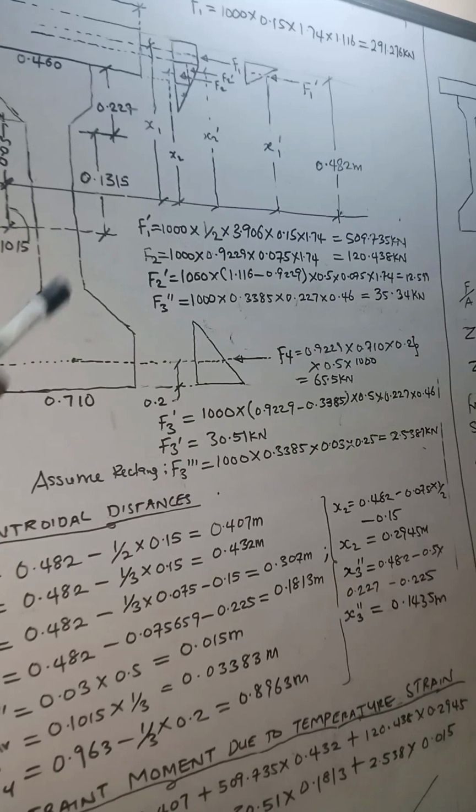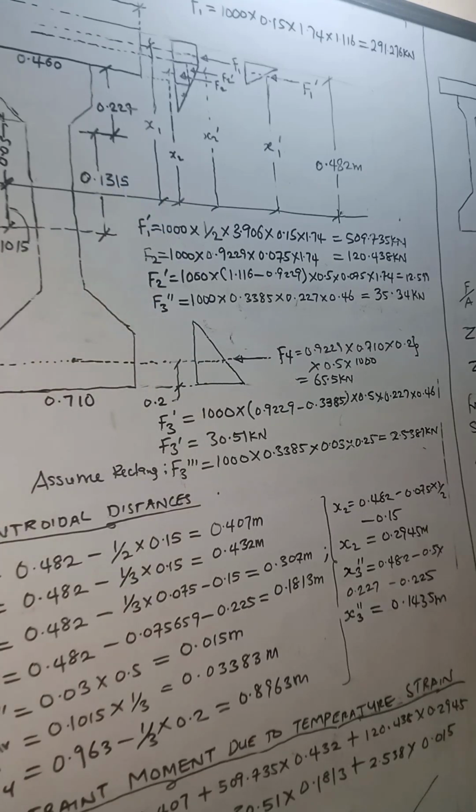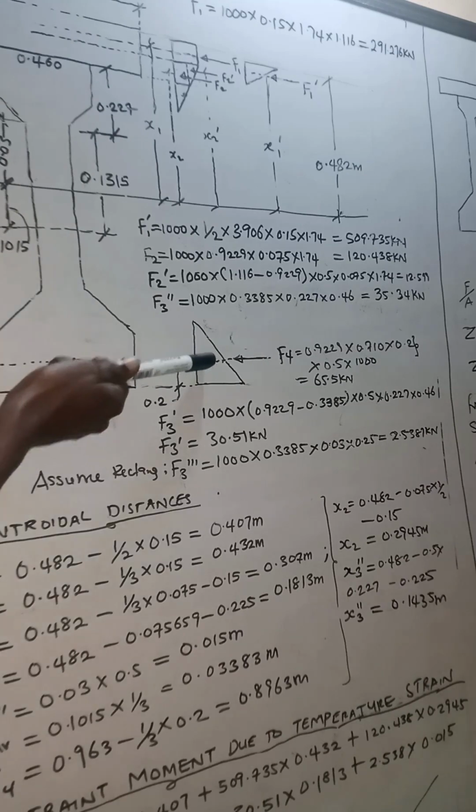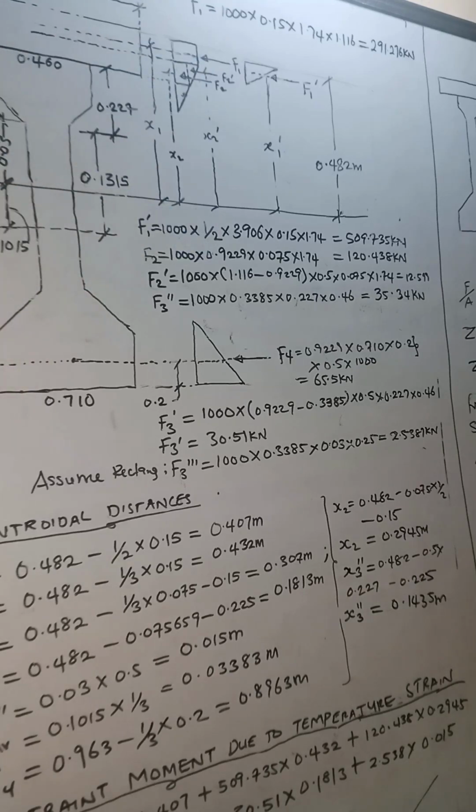So having gotten all these values, the next thing we're going to do is to obtain the centroidal distance, because we're going to take moments of these forces about the neutral axis, while all the forces above it are going to be moving in the opposite direction. So this one is moving in opposite direction to the neutral axis, while these ones are moving in opposite direction also. All right. So if you look at the board, you see that I've been able to derive the centroidal distance of each of these forces.